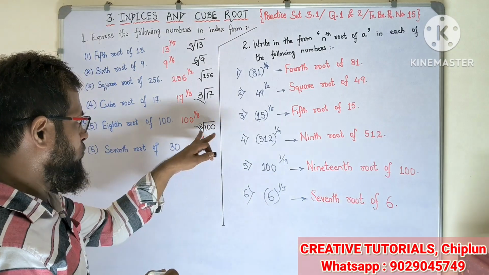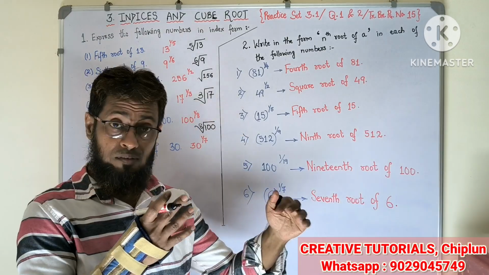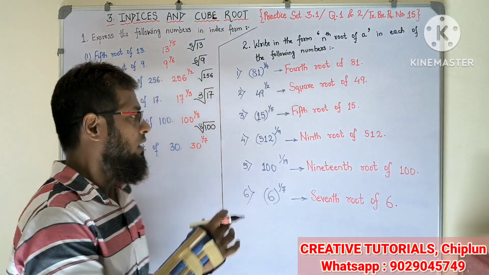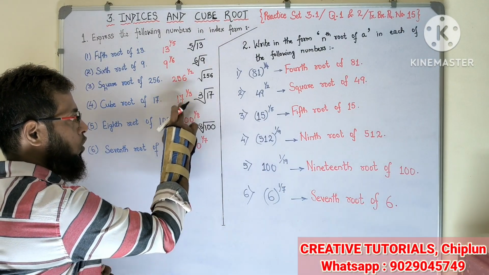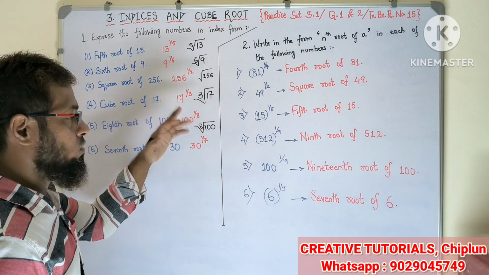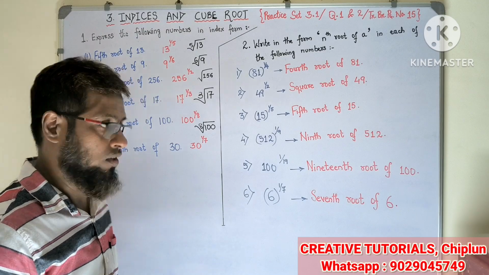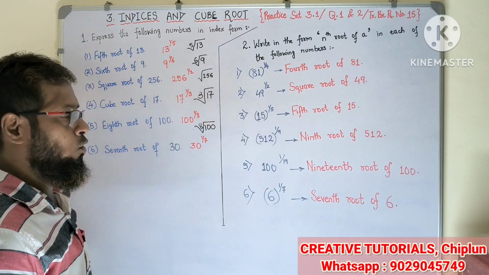Okay, so the eighth root of 100 will actually come like this when our radical sign is removed. When we want to remove that radical sign, it will come in this form, which is called index form. Since this is 8, its reciprocal will be 1/8. That 1/8 will come in the power. So 100 raised to 1 upon 8.